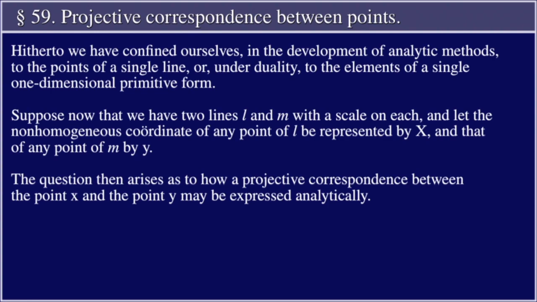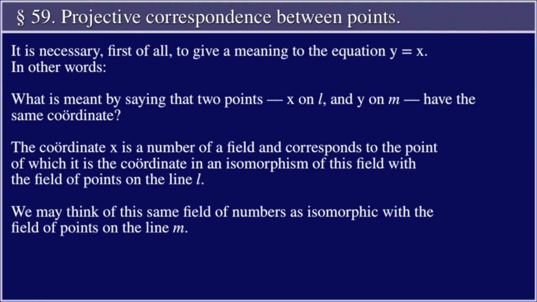The question then arises as to how a projective correspondence between the point x and the point y may be expressed analytically. It is necessary, first of all, to give a meaning to the equation y equals x. In other words, what is meant by saying that two points, x on L and y on M, have the same coordinate. The coordinate x is a number of a field and corresponds to the point of which it is the coordinate in an isomorphism of this field with the field of points on the line L. We may think of this same field of numbers as isomorphic with the field of points on the line M.